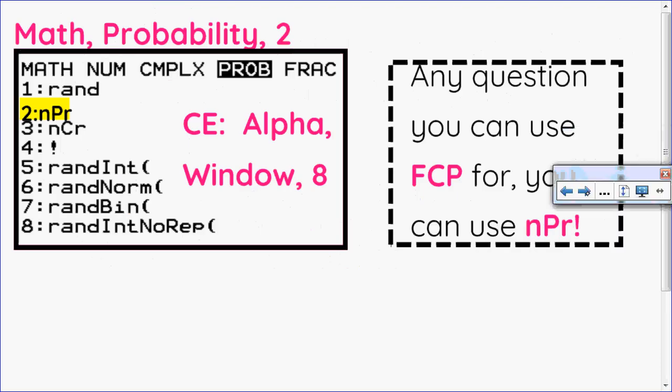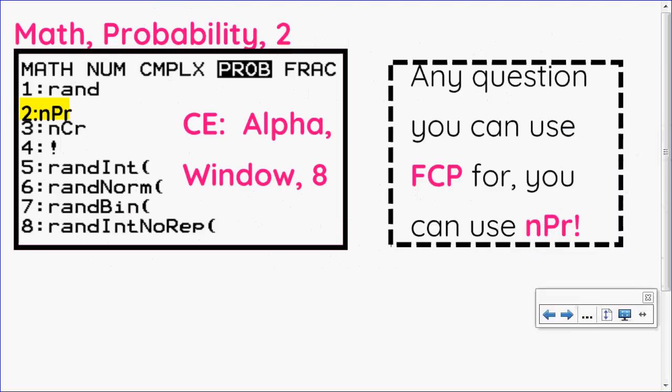as well. To get into that probability notation, we're going to go back into that math menu. So if you go math and over to the probability tab, the second option is your permutation button. On your calculator, if you have a CE calculator, a little bit of a quicker way, you can just go alpha window and it's option number 8. So remember, any question you can use fundamental counting principle for, you can use your nPr button for.